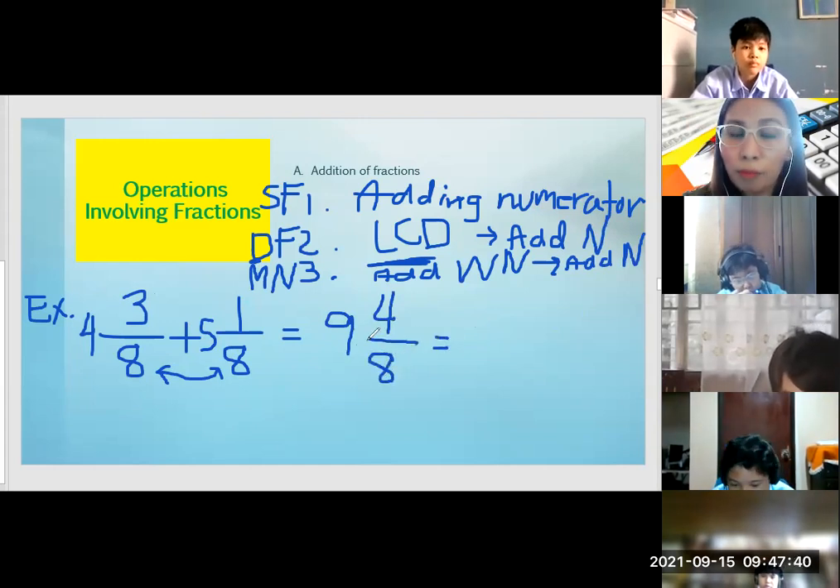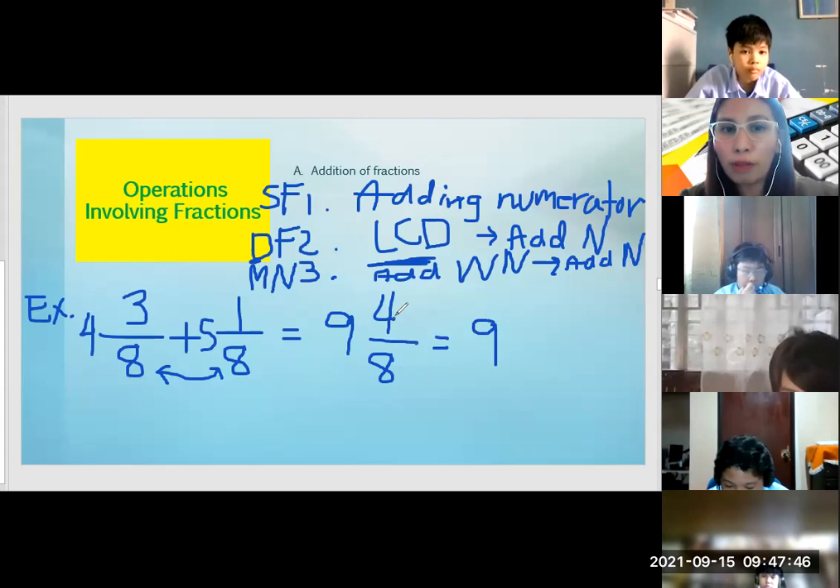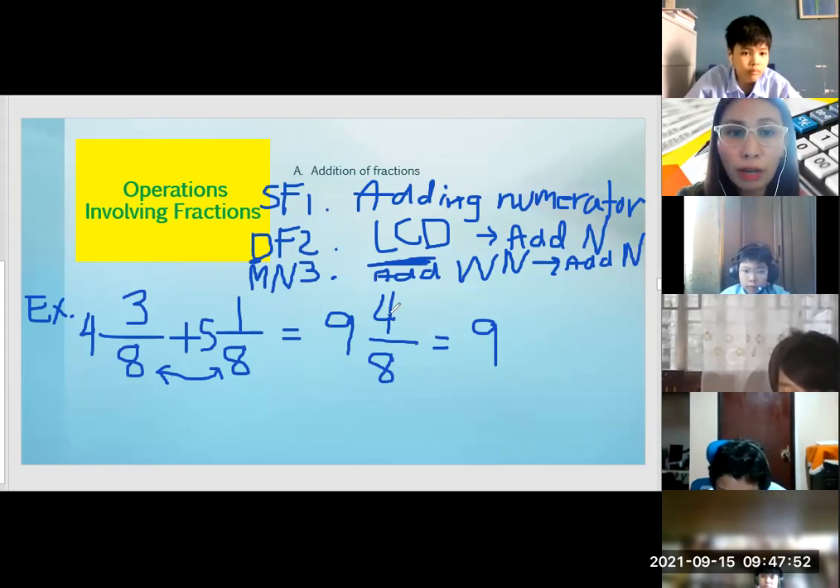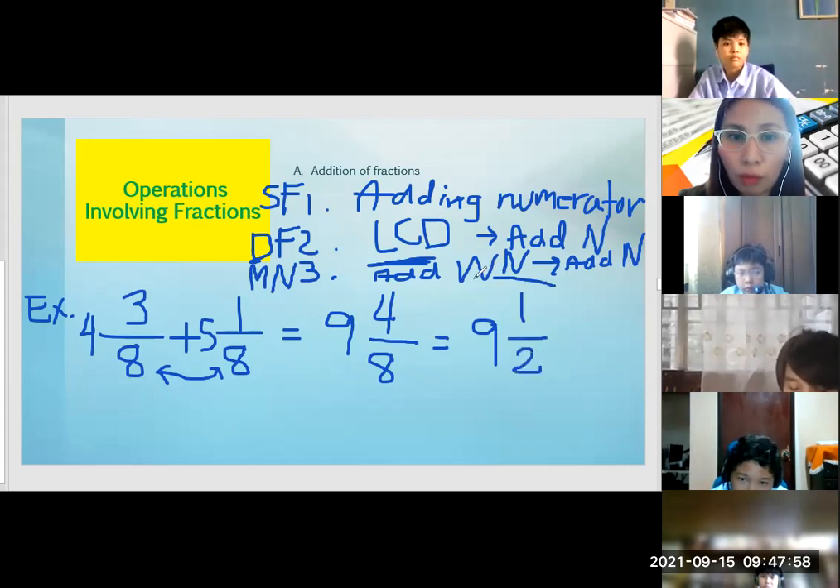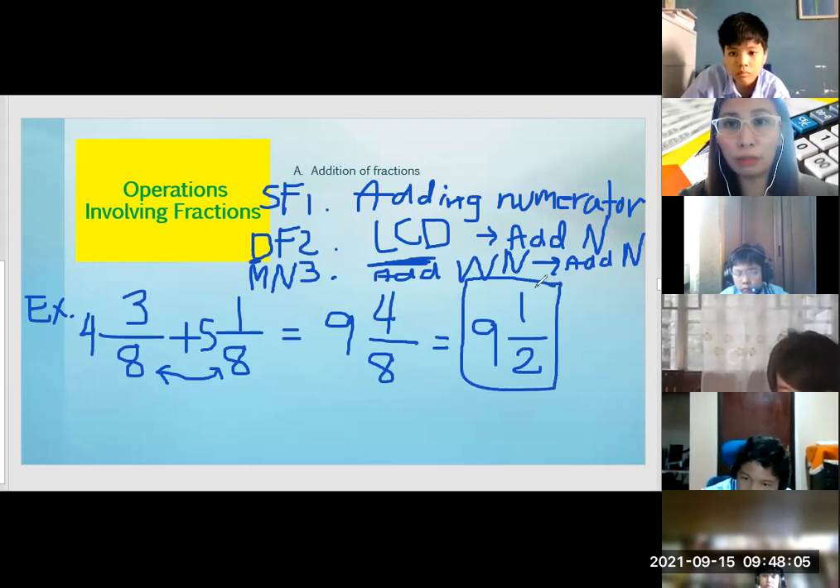But we can still simplify. We need to simplify 4/8, copy 9. 4 divided by 4, right? By dividing both the numerator and denominator by 4: 4 divided by 4 is 1, 8 divided by 4 is 2. Therefore, the final answer is 9 and 1/2.